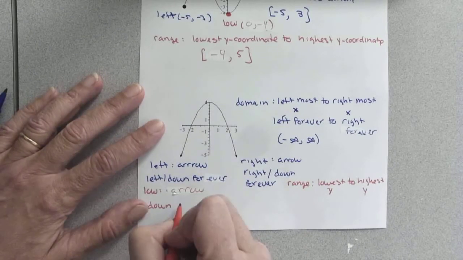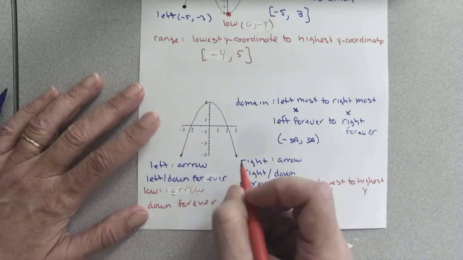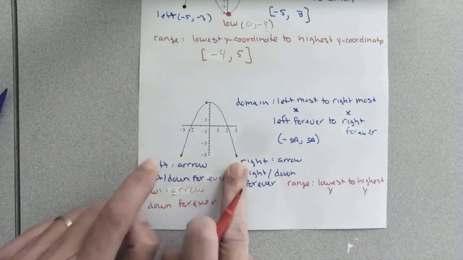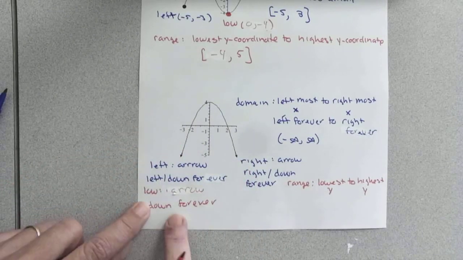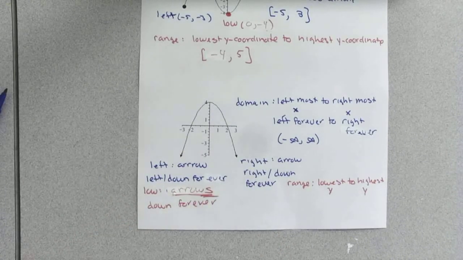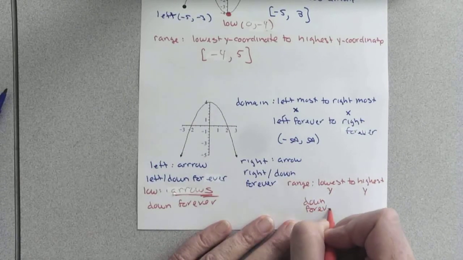It's going down forever. And notice it happens twice. It happens 2 places. My low is there and there. That's okay. I got low, I got 2 arrows. But both of them are going down forever. So down forever.